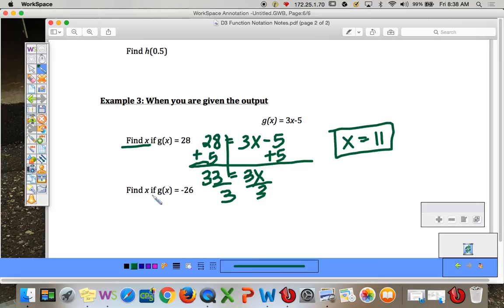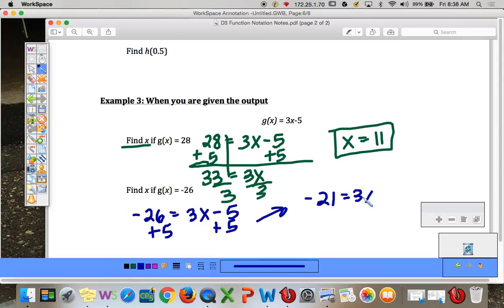Let's try the next one. Find x if the answer, the output, is negative 26. So we have negative 26 equals 3x minus 5. We'll add 5 to each side. We get negative 21 equals 3x. Divide by 3. So x equals negative 7.